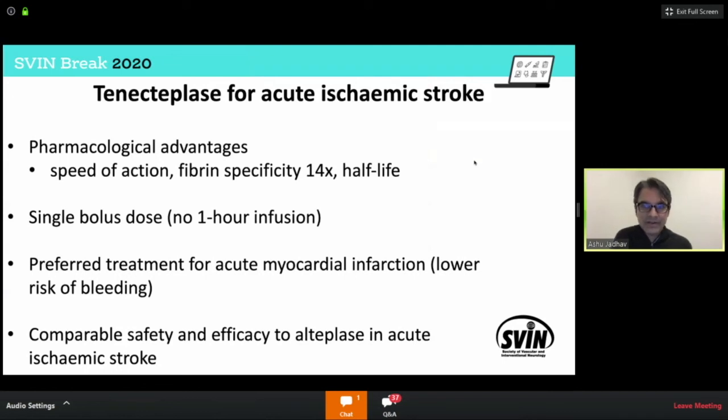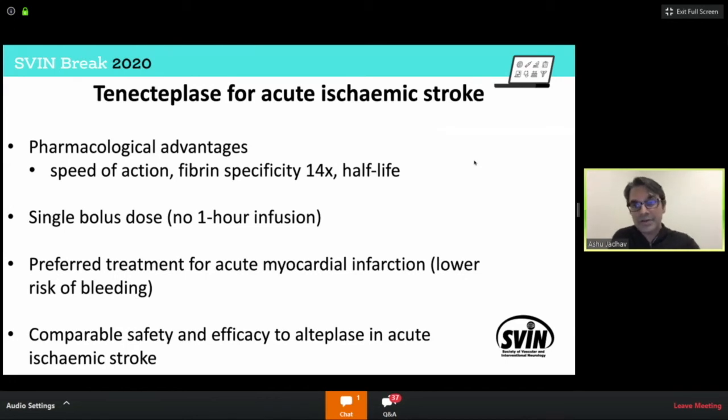binds plasminogen activator inhibitor 1 less avidly, so it tends to hang out a little bit more. It does not get inactivated as quickly as TPA. It is a single bolus, so if you think about this from the standpoint of drip and ship models, it's not really drip and ship, it's really bolus and ship, and these are patients that can transfer without the need of a critical care nurse or critical care team, so that can open up some flexibility.